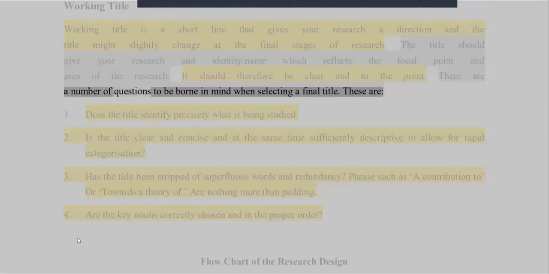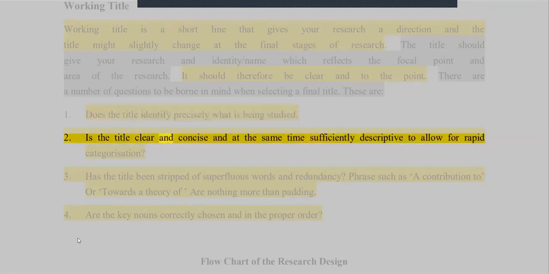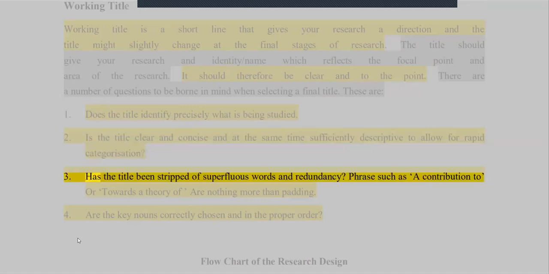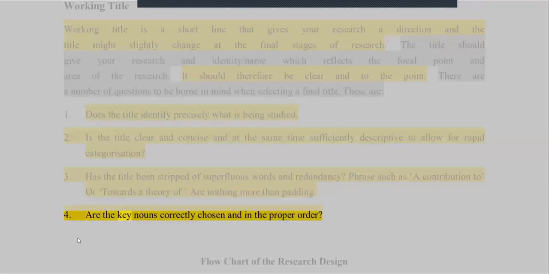There are a number of questions to be borne in mind when selecting a final title. These are: 1. Does the title identify precisely what is being studied? 2. Is the title clear and concise, and at the same time sufficiently descriptive to allow for rapid categorization? 3. Has the title been stripped of superfluous words and redundancy? Phrases such as "a contribution to" or "towards a theory of" are nothing more than padding. 4. Are the key nouns correctly chosen and in the proper order?